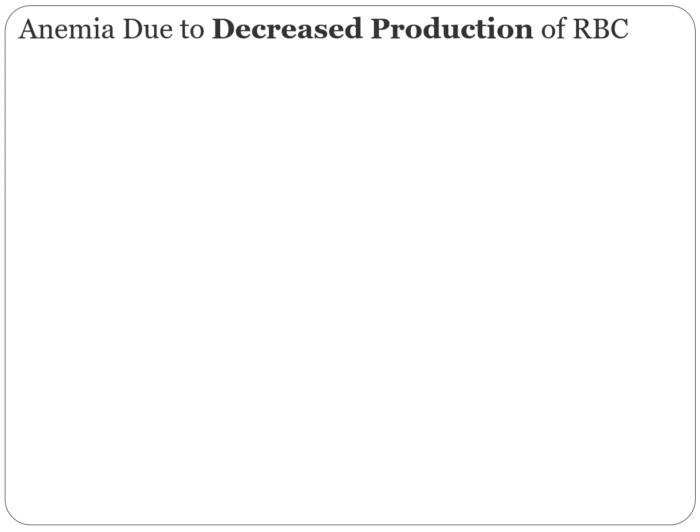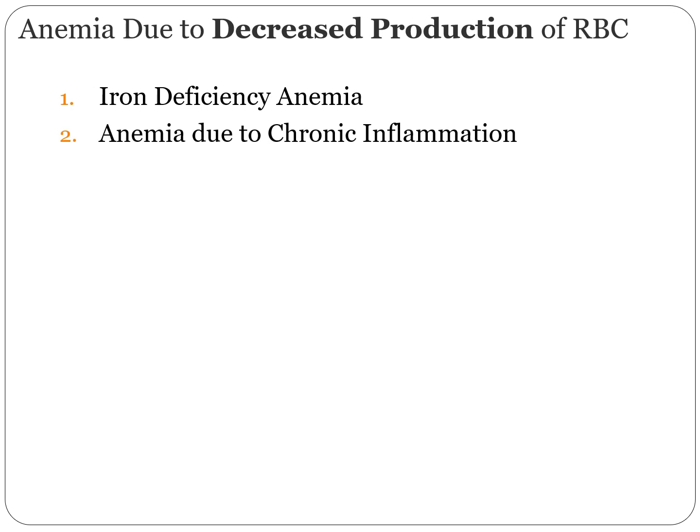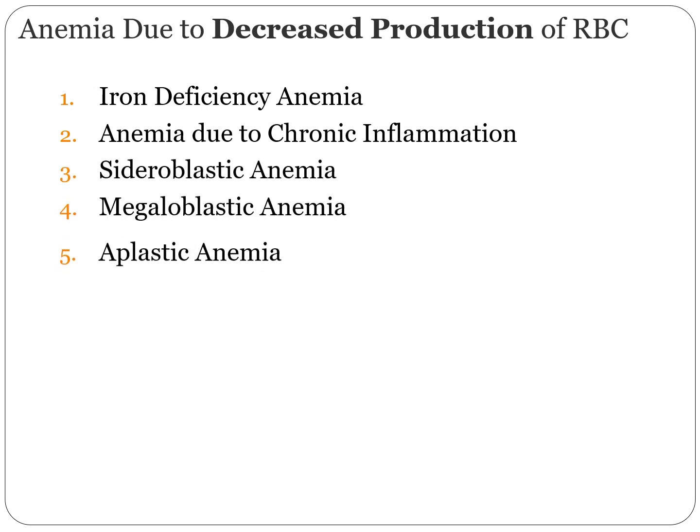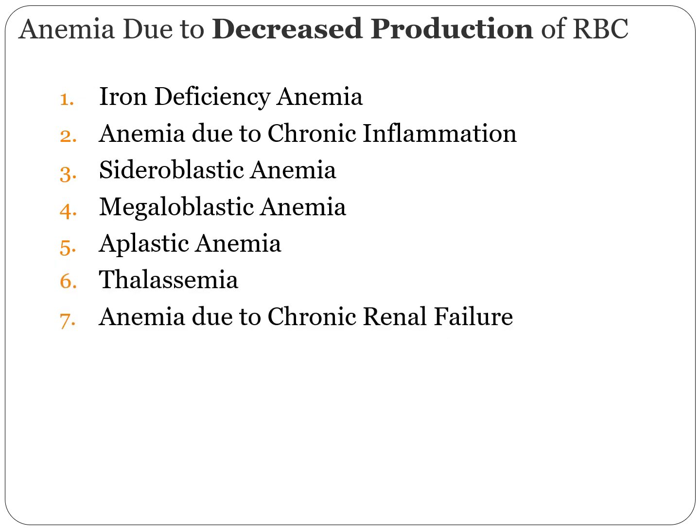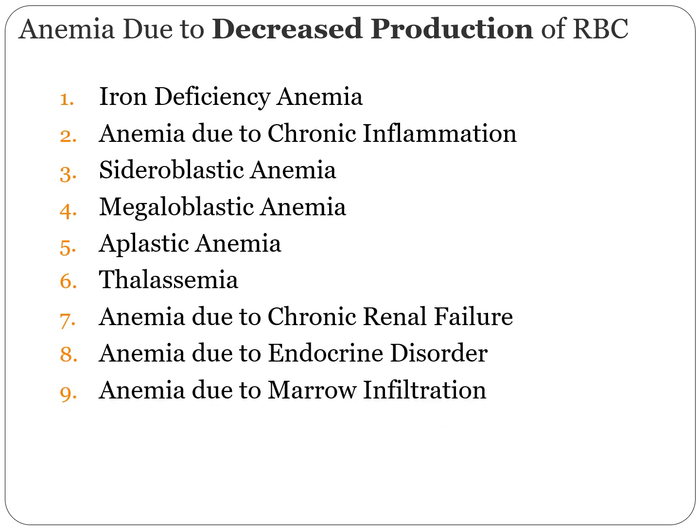Anemia due to decreased production of RBC includes the iron deficiency anemia or the IDA, which is the most common type of anemia, and which is also the easiest for us to treat. Okay, anemia due to chronic inflammation or anemia due to chronic disease. Sideroblastic anemia, we have the megaloblastic anemia, aplastic, thalassemia, anemia due to chronic renal failure, anemia due to endocrine disorder, and anemia due to marrow infiltration. So these are anemia due to decreased production of the red blood cells.